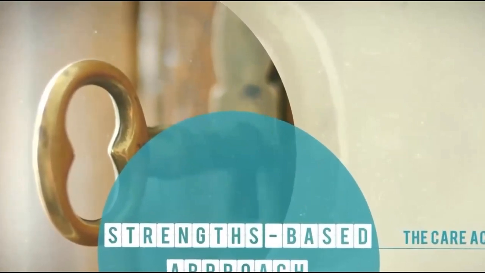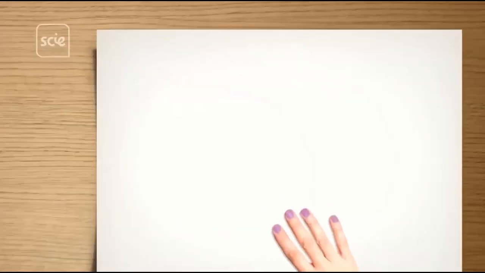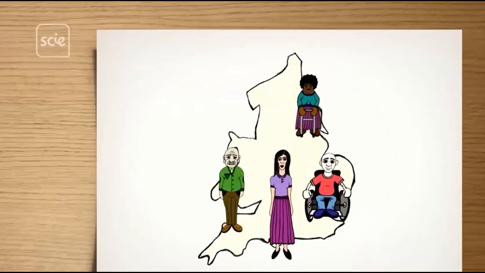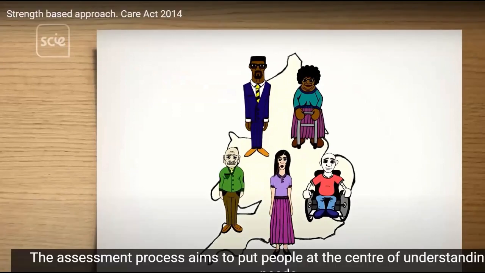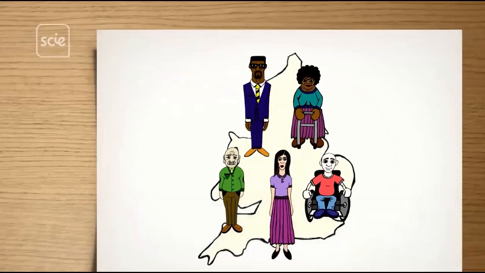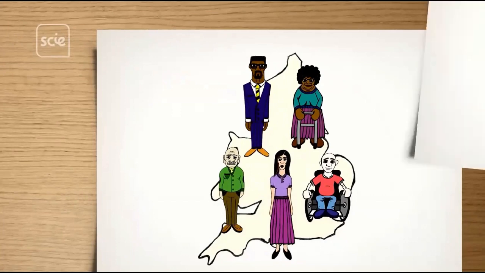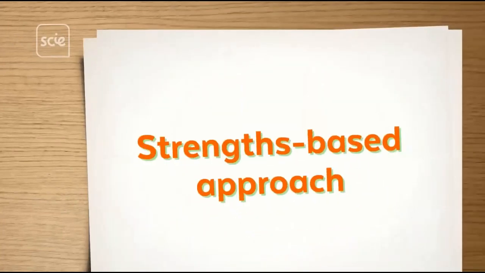The main aim of the Care Act 2014 is to promote people's well-being and independence. The assessment process aims to put people at the centre of understanding their needs and how they can achieve their goals. At the heart of this change is the focus on a strengths-based approach, or what some people call an asset-based approach. This is nothing new. It's a core principle of social care.